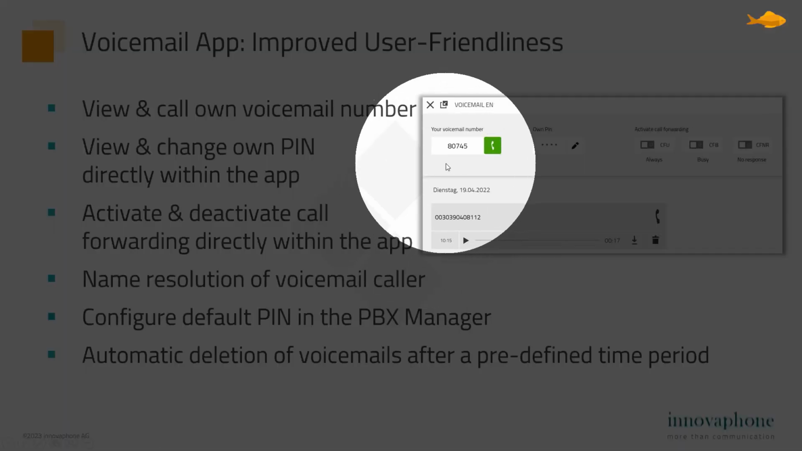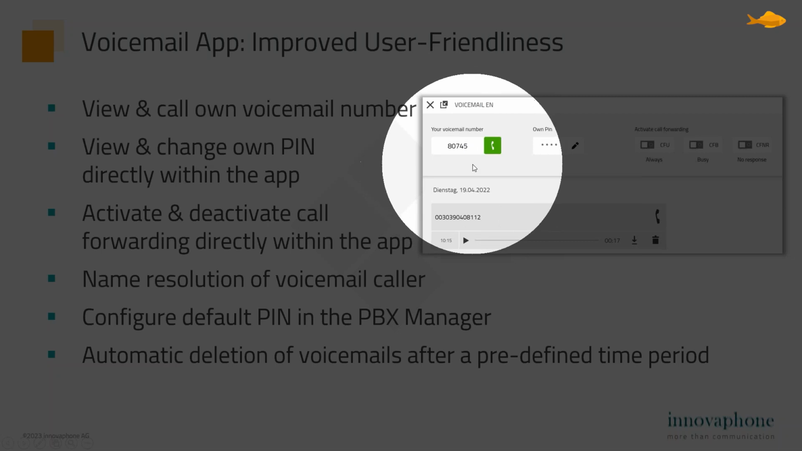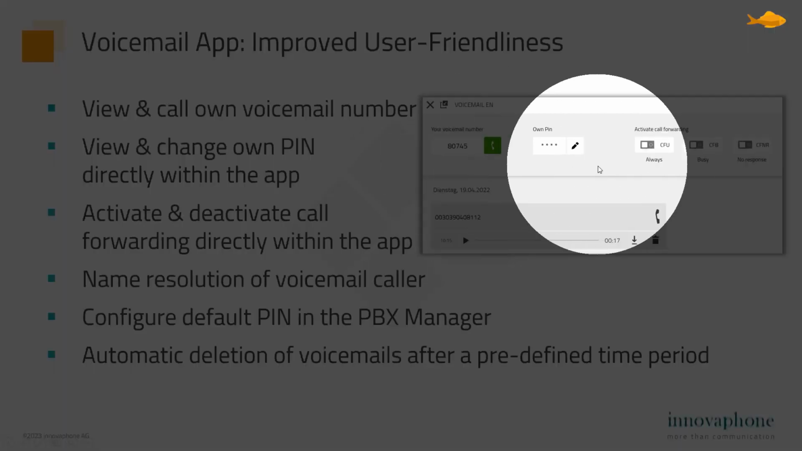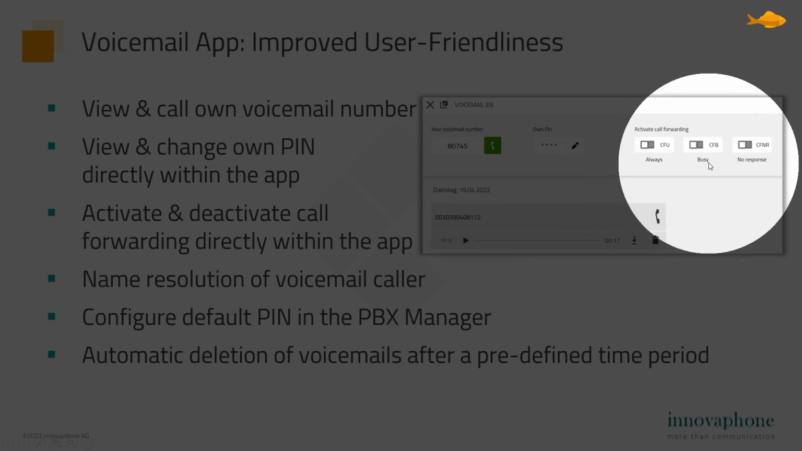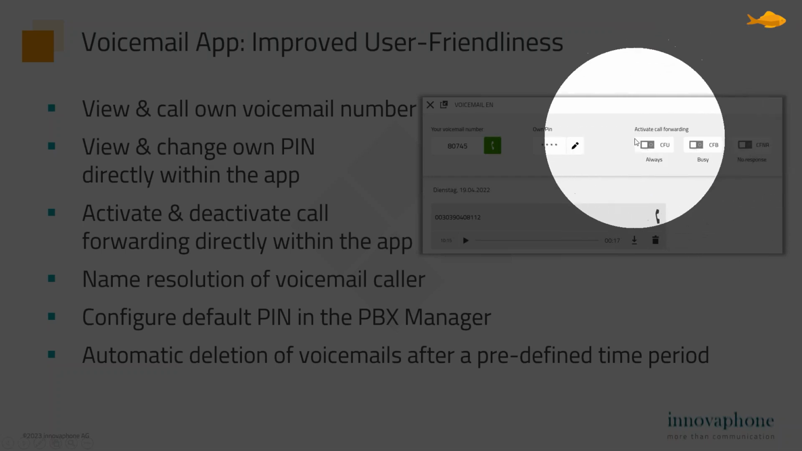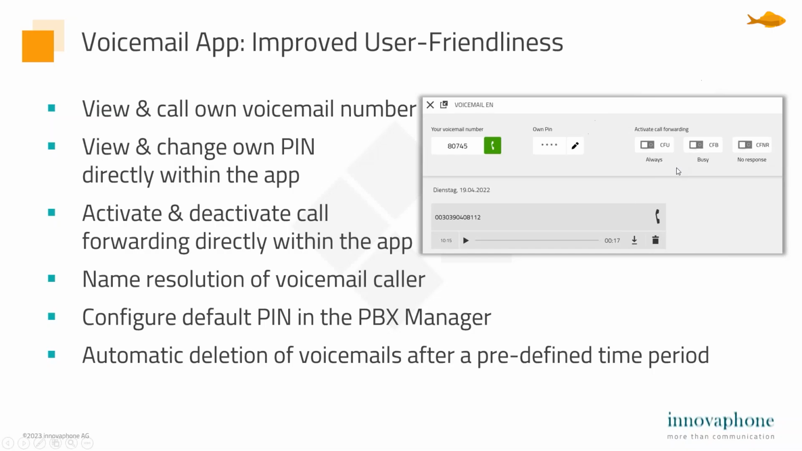That is a screenshot of the current voicemail app. You also can view and change your own PIN directly within the app. As you can see here, and you can activate and deactivate call forwardings directly within the app, depending on your personal preference and requirements.